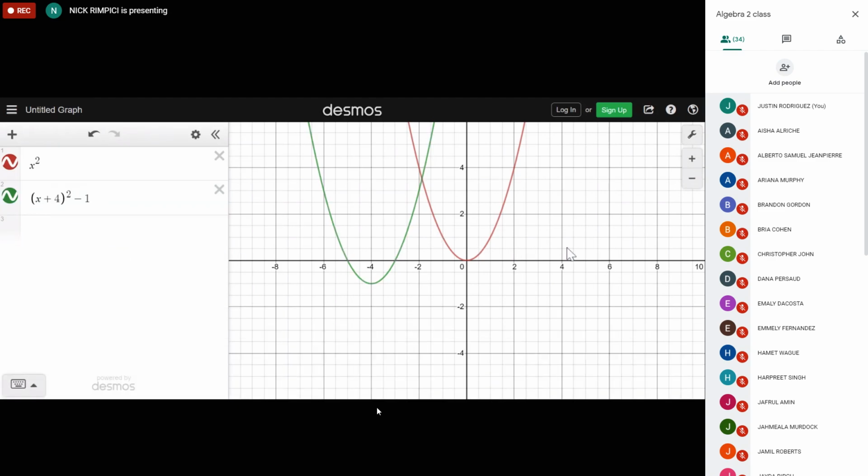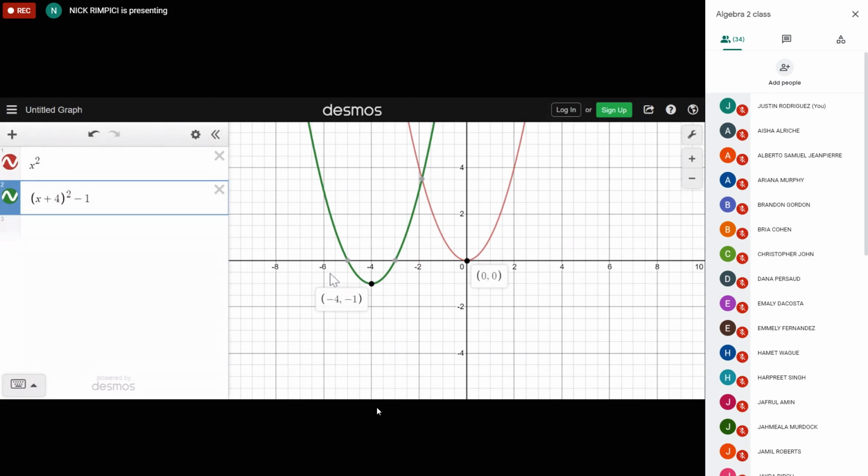Now, his claim was that it went down and left. And it looks like his claim is going to be correct. This graph has shifted 4 units left and 1 unit down. I can see that because the vertex changed to this new coordinate. So 0 became -4, that's 4 units left, and this 0 became -1, that's 1 unit down. Or you can just count the boxes, 4 left, 1 down.